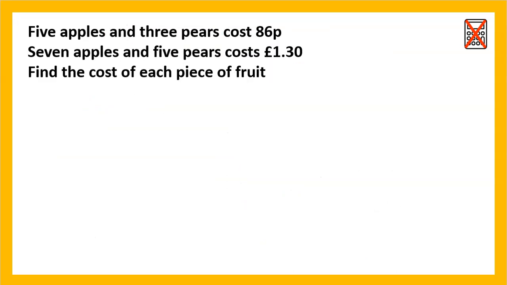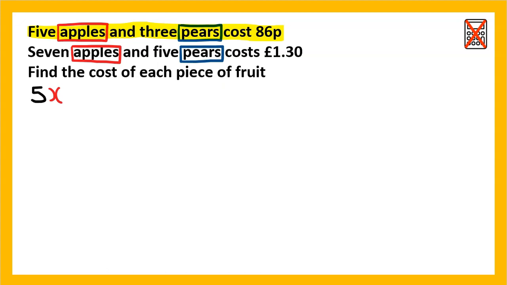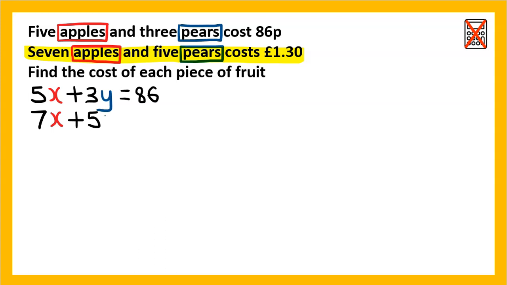These questions don't really vary too much. This is probably one of the harder types of questions that you'd be likely to see in an exam. Just like we did before, I'm going to use the letter X to represent the unknown apples, and I'll use Y to represent the pears. Forming the equation for the first one, 5 apples, 5x, plus 3 pears, 3y, is equal to 86. For the second equation, 7 apples, 7x, plus 5 pears, 5y, is equal to 130.